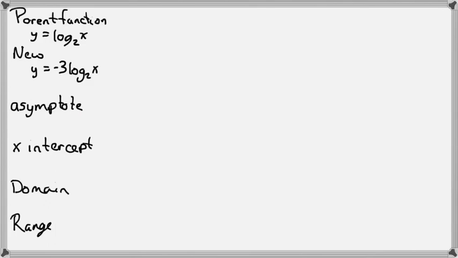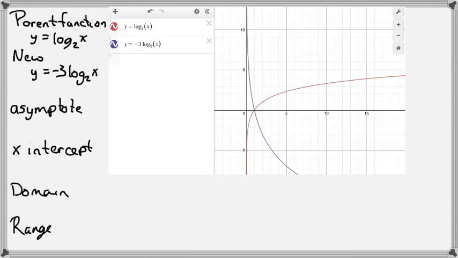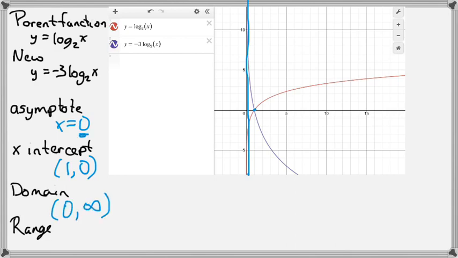So if I had a negative in front of my logarithm, that's going to reflect it across the x-axis just like it did last time. And this has a 3, so that means it's a stretch. So our asymptote still is x equals 0, because that's the line here that we're not going below. The x-intercept, we're still going through that same spot, (1, 0). Our domain starts at our asymptote and goes to positive infinity.